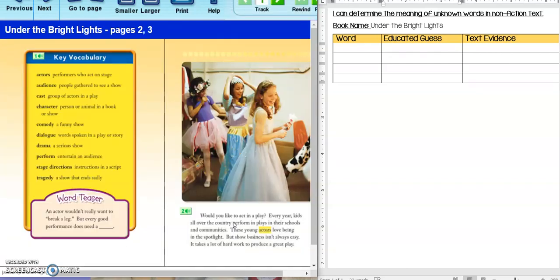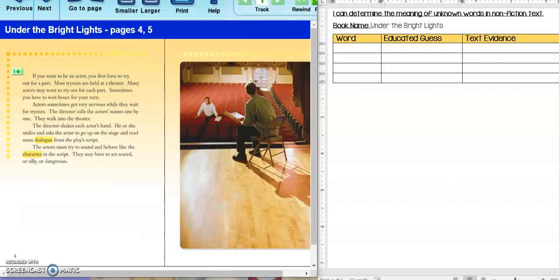Would you like to act in a play? Every year, kids all over the country perform in plays in their school and communities. These young actors love being in the spotlight, but show business isn't always easy, and it takes a lot of hard work to produce great plays. Now I know all those words, so I'm going to keep on going.